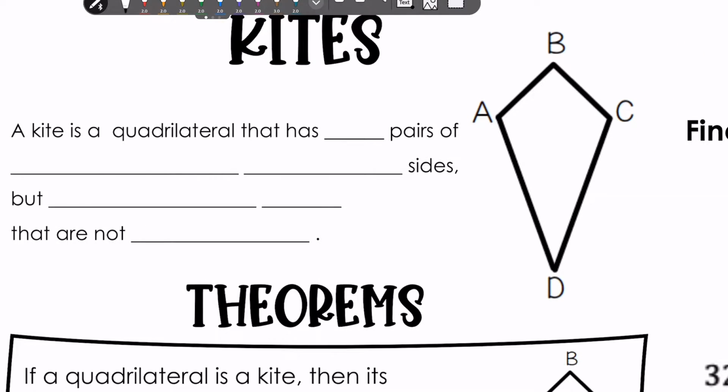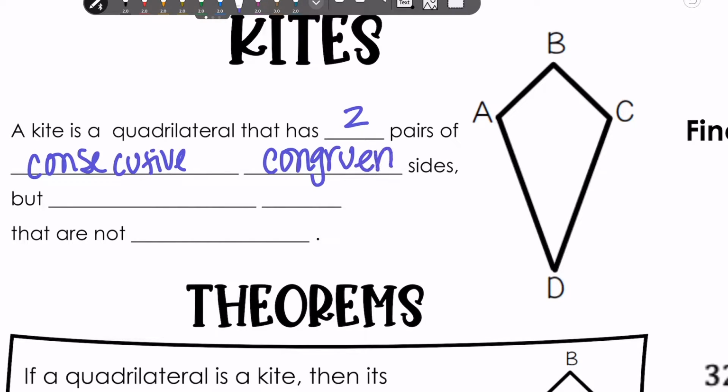Now a kite is a quadrilateral that has two pairs of consecutive congruent sides. So we've got AB and BC here, and AD and CD that are going to be congruent to each other. So I'm going to write that out so I just remember. AB and BC are congruent, and AD and CD.